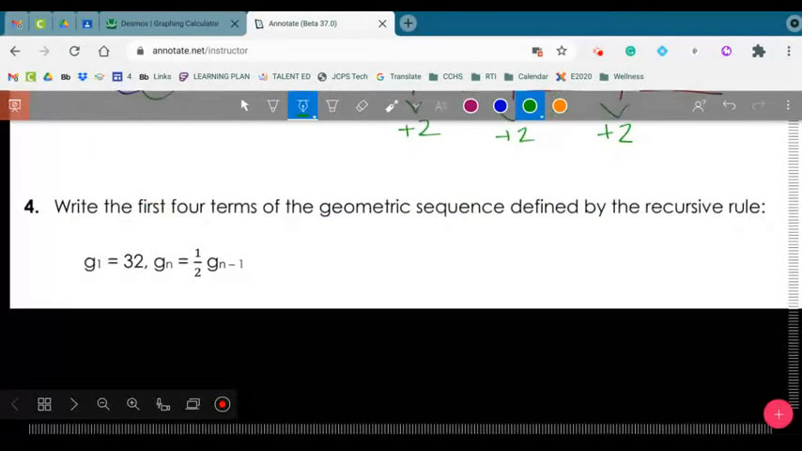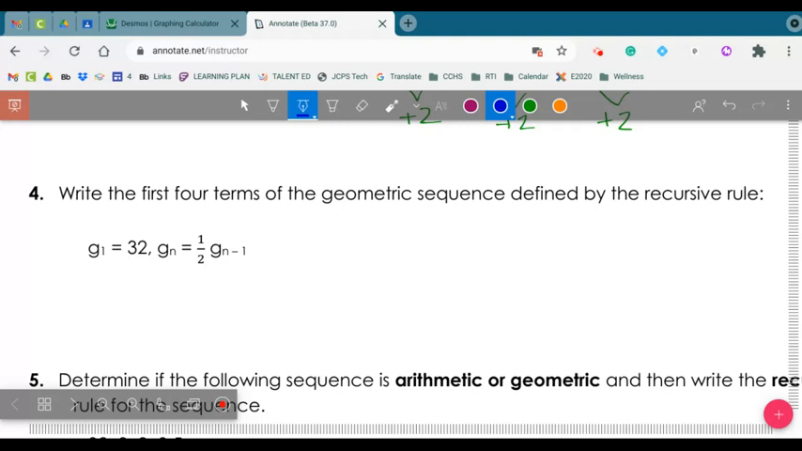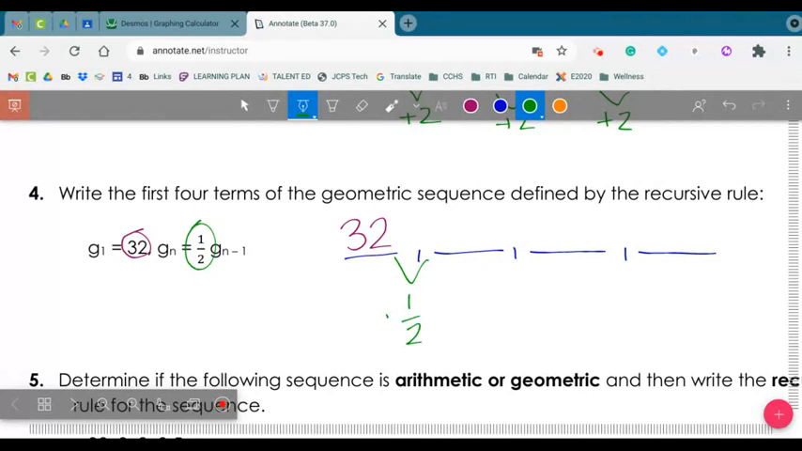Okay, next one, it says write the first 4 terms for the geometric sequence. So I'm going to draw my 4 lines. And if you guys remember, our first term is going to be the G sub 1, which is 32. And then we're multiplying by 1/2 each time. So half of 32 is 16. Half of 16 is 8. And half of 8 is 4. Those are my first 4 terms.